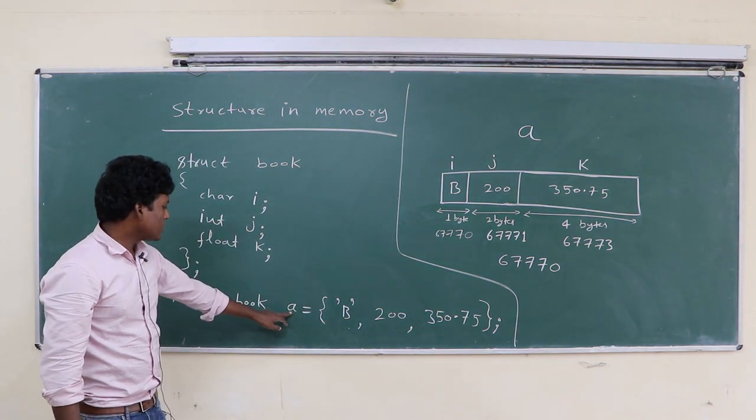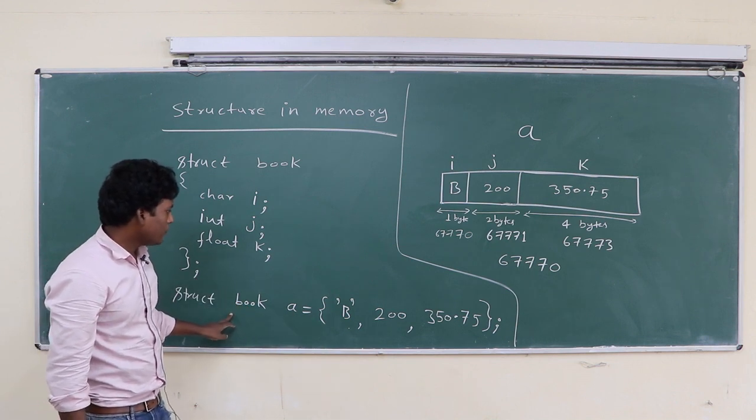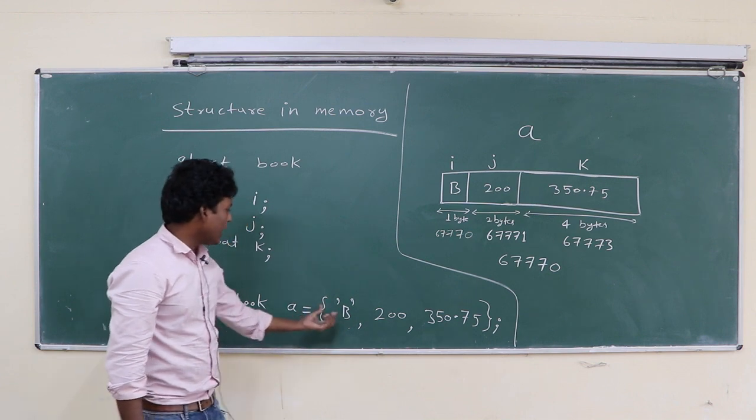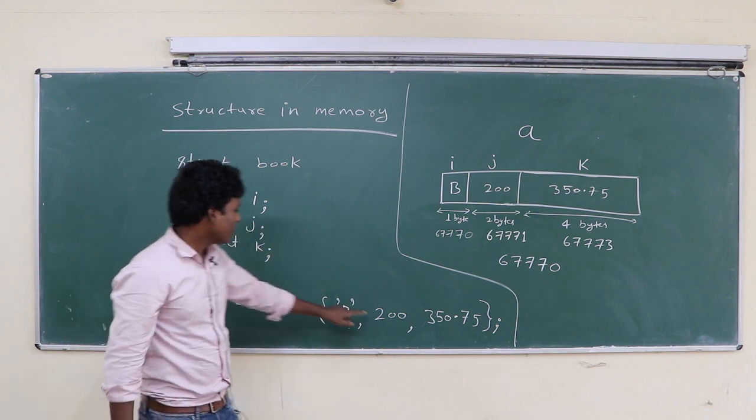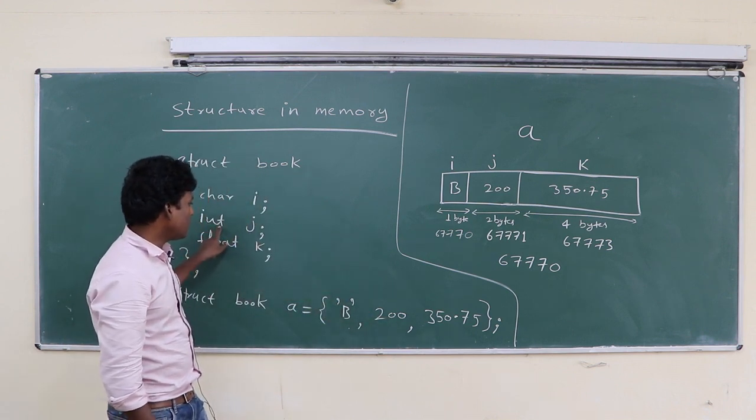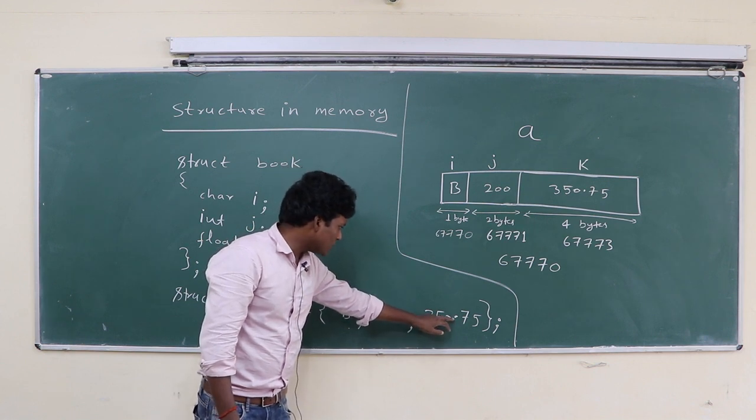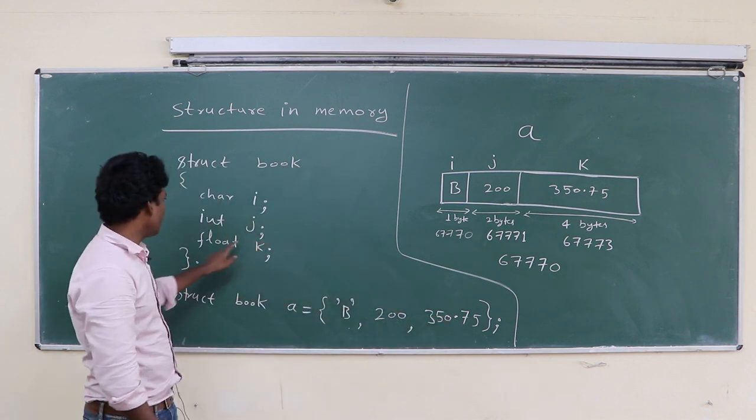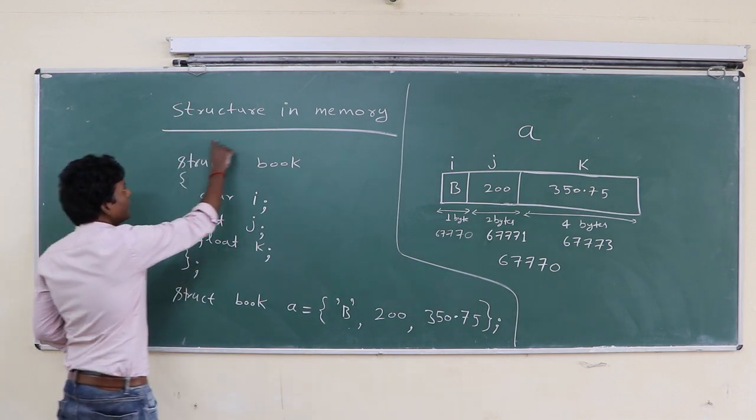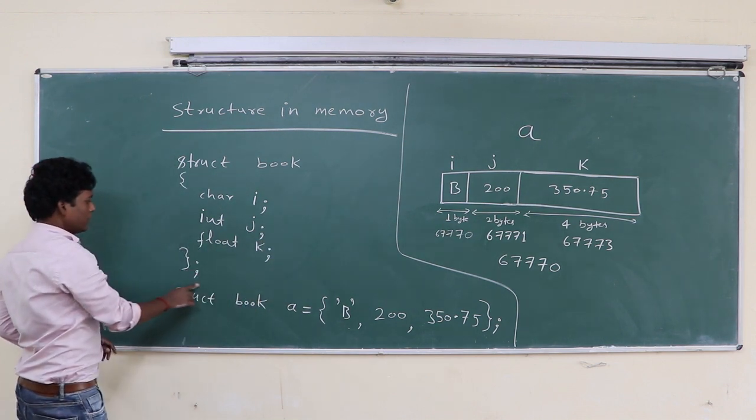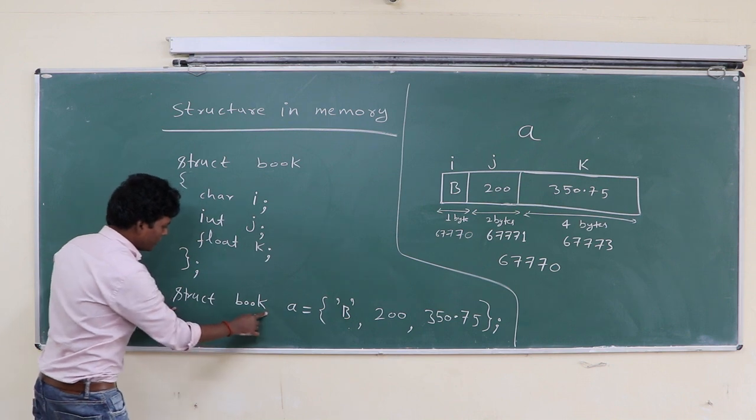Class, here this is the data type, this is the variable, this is the constant. Okay, A is a structure variable, struct book is a structure data type, and this structure variable has the constant B, that is the char type. Okay, 200, that is the integer type, basically it is the page, and this is the price of the book, that is the float type. Here is a float type class. So class, from here to here, this is the data type.